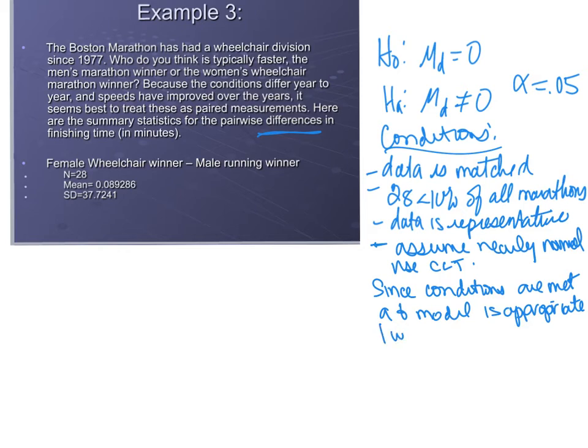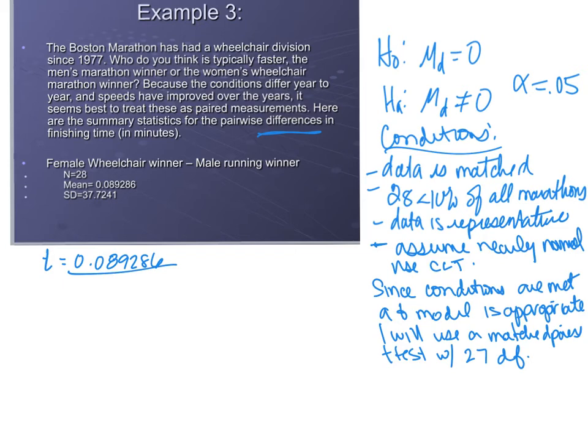I will use a matched pairs t-test with 27 degrees of freedom. And so we have the mean and standard deviation. So our t is 0.089286 over 37.7241 over the square root of 28.